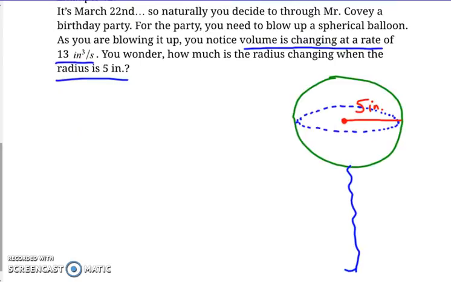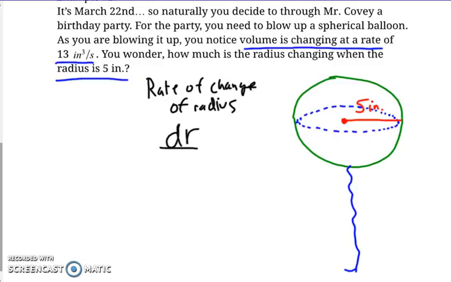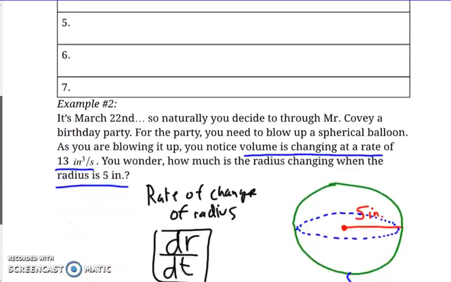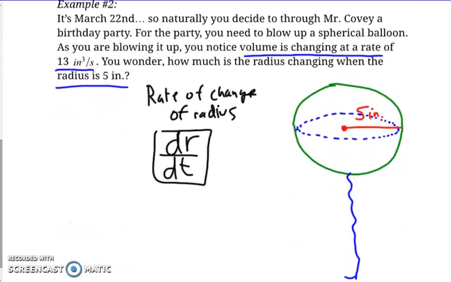So what we're trying to find is how much the radius is changing. We're trying to find the rate of change of the radius. In other words, the slope of the radius with respect to time. So we're trying to find dr/dt. This is what we are trying to find. Sliding up to our notes here, second step, state what you're trying to find. I want to be clear, we're not trying to find the radius, we're trying to find the rate of change of the radius. We're not trying to find r, we're trying to find dr/dt.